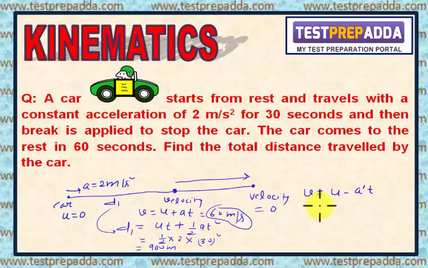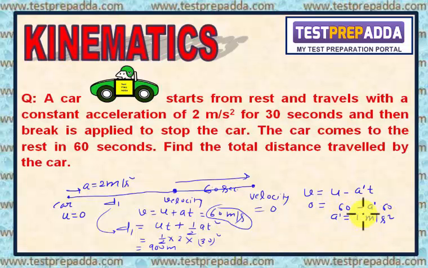Okay, because the question says the car comes to rest in 60 seconds, this you will take as 60 seconds, this part. So put all the values here. Final velocity will be taken as 0. Initial will be taken as 60, minus a dash. T will be taken as 60. So a dash comes as 1 meter per second square.